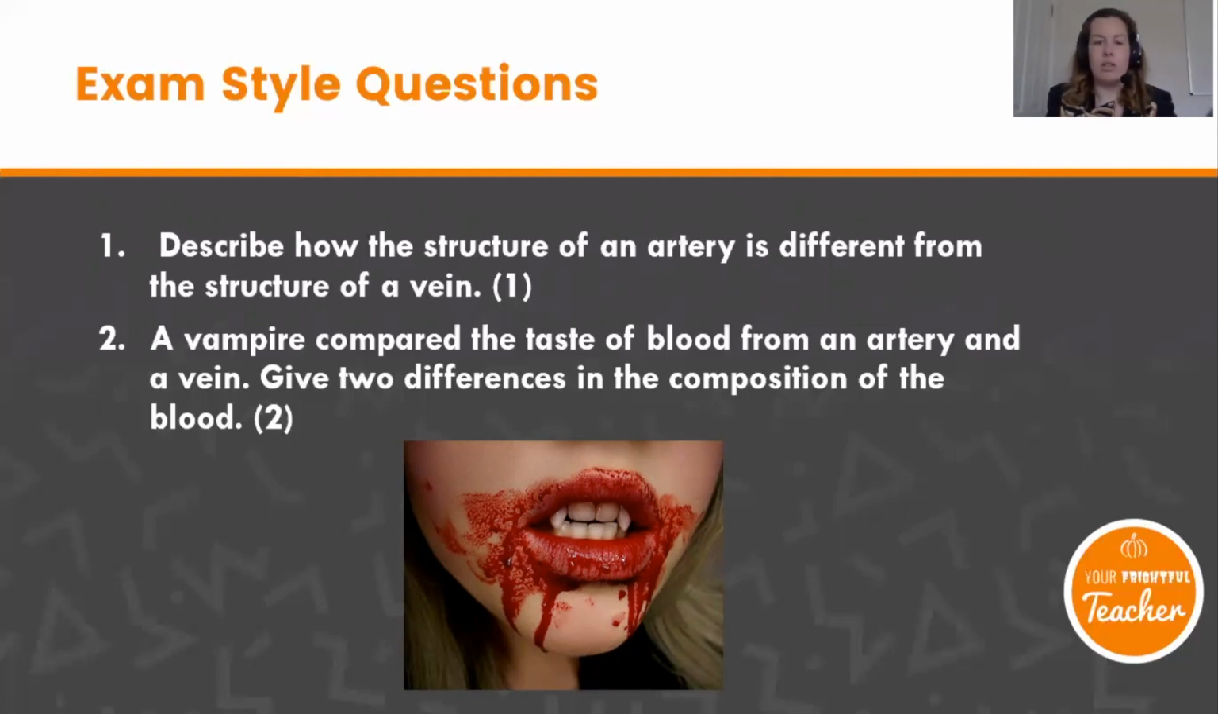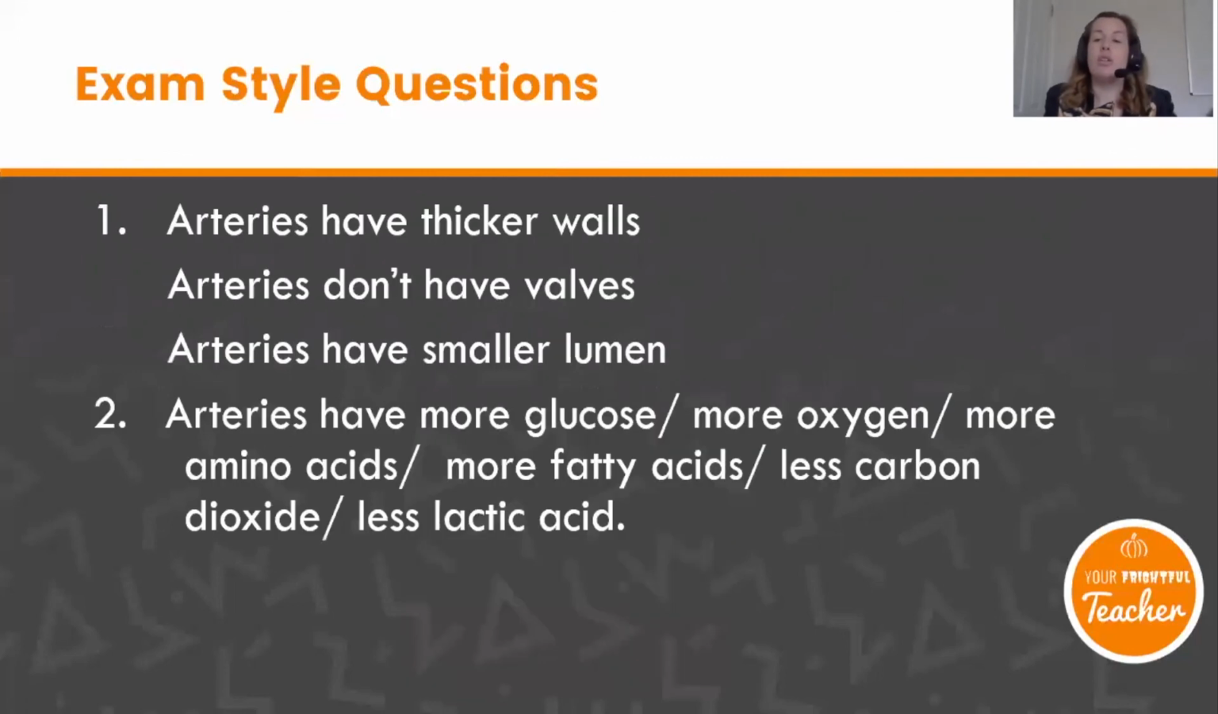So let's go through the answers. Describe how the structure of an artery is different from the structure of a vein. Any of these statements is going to get you a mark, or you could say the reverse. So you could say arteries have thicker walls, or you could say veins have thinner walls. That's going to get you a mark. Arteries don't have valves, or you could say veins have valves. You can say arteries have a smaller lumen, or you could say veins have a larger lumen. Any of those sentences is going to get you a mark.